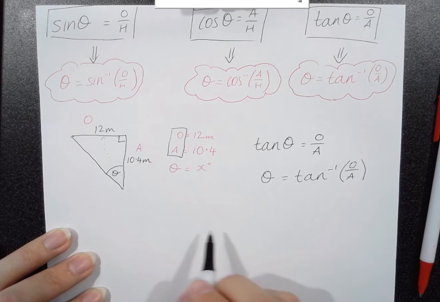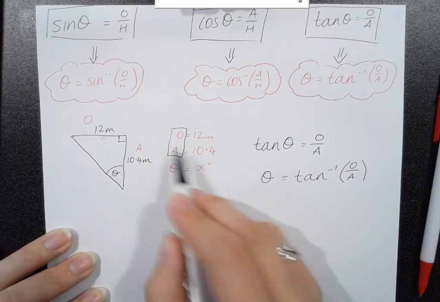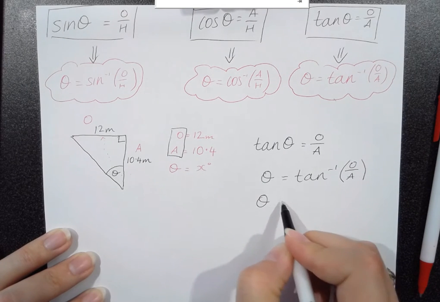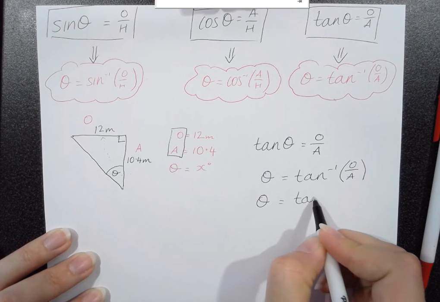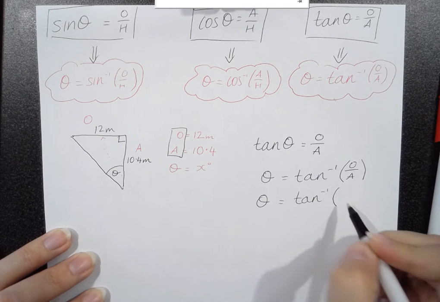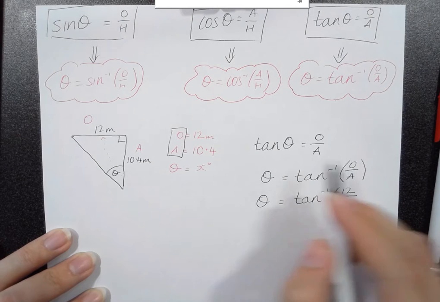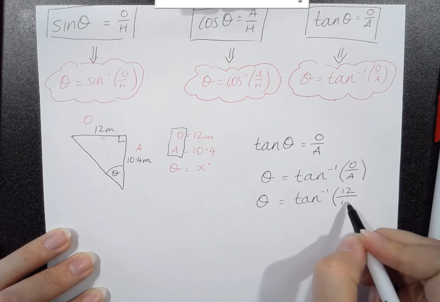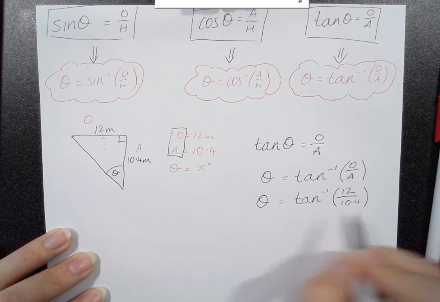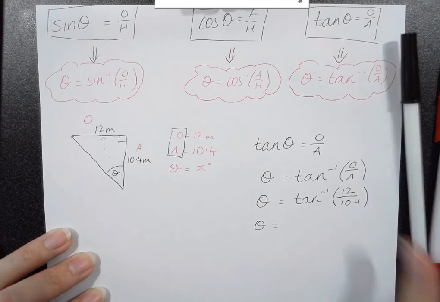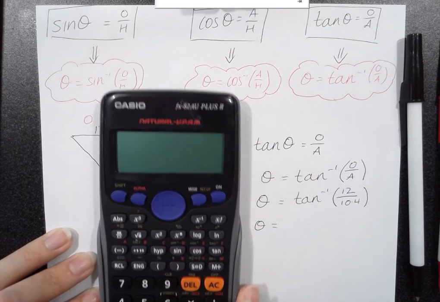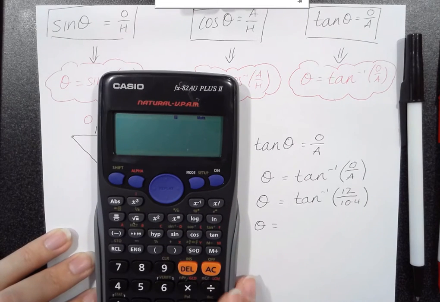All right? We can now substitute all our values in because we have them. We obviously don't know what theta is yet. Tan or inverse tan doesn't change, but we do know that O is 12, and we do know that A is 10.4. So I can then actually get out my calculator and figure out, all right, where's tan?